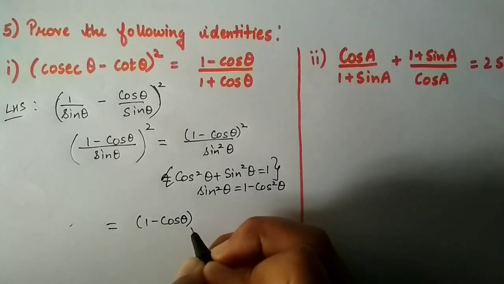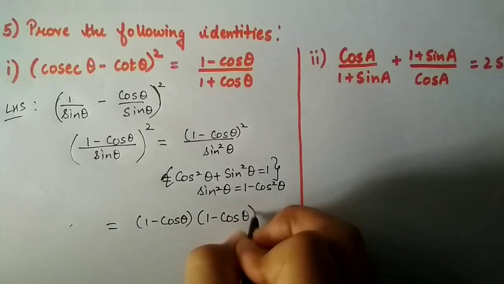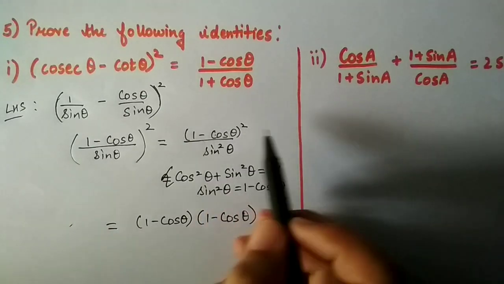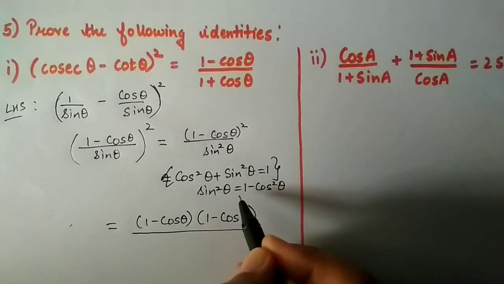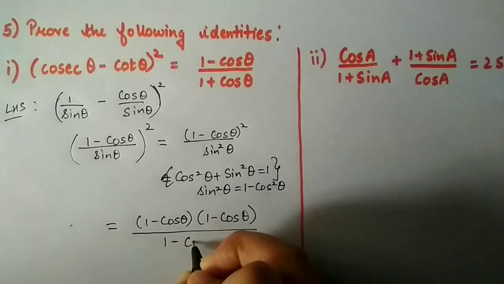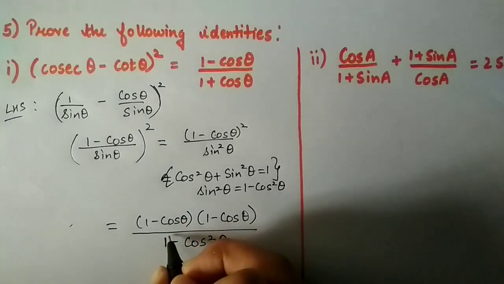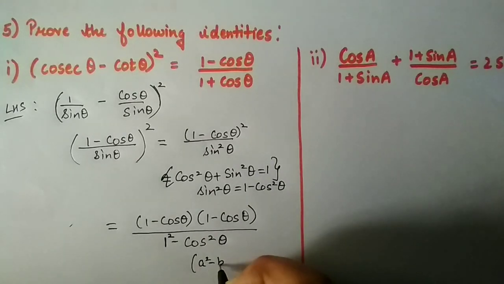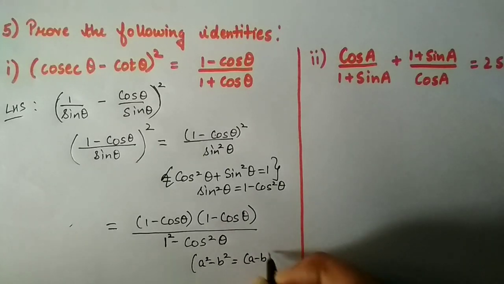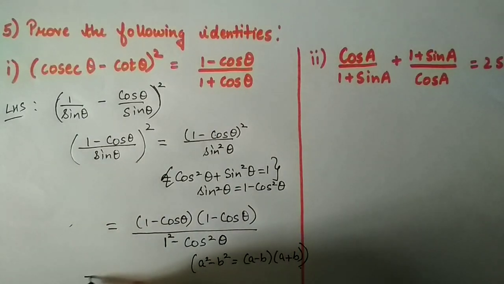1 minus cos theta whole square is actually 1 minus cos theta into 1 minus cos theta. Okay, whole square means the same thing is multiplied 2 times. So we have simplified it upon sine square theta can be written as 1 minus cos square theta. So write it 1 minus cos square theta. Now see the denominator. You can write 1 as 1 square, and this is the identity of a square minus b square. A square minus b square, which is equal to a minus b into a plus b. Okay, so use this identity.